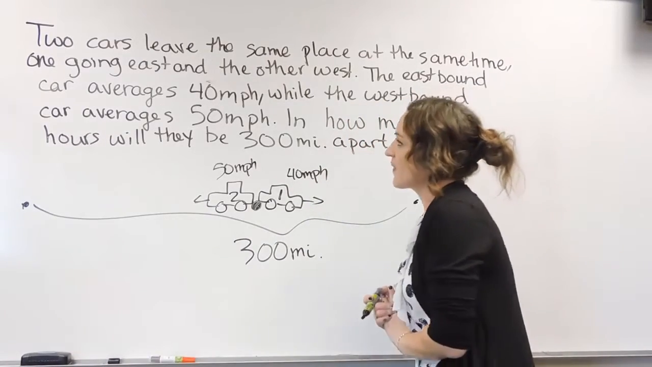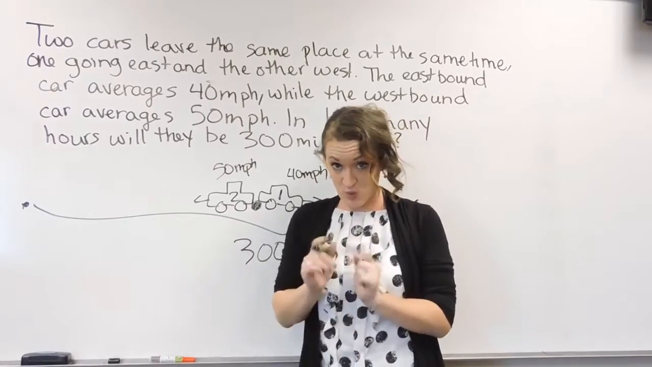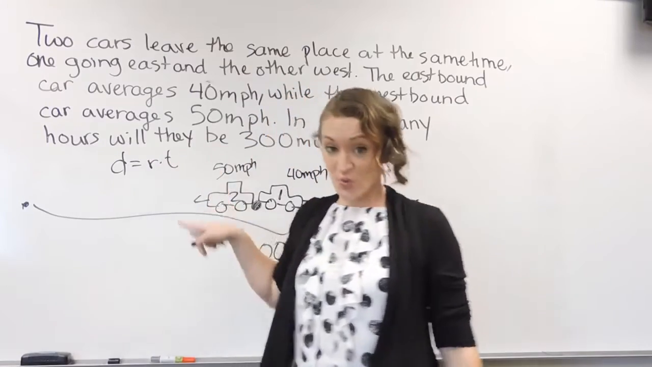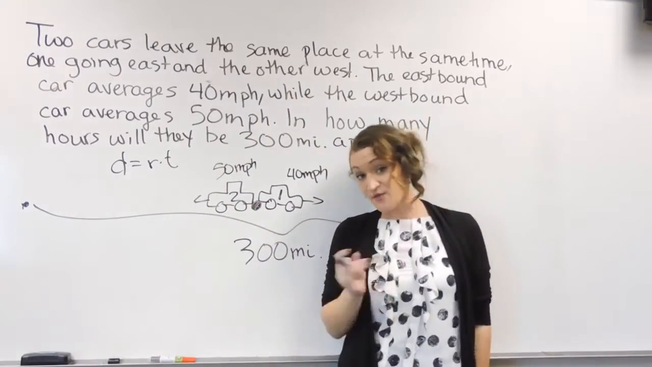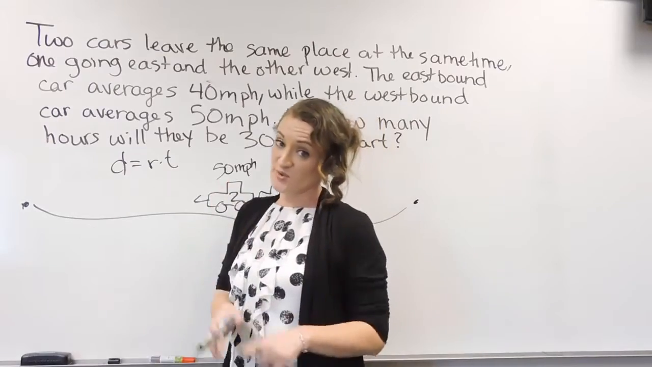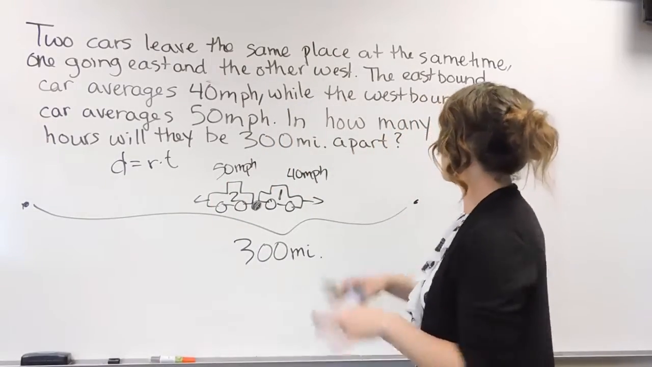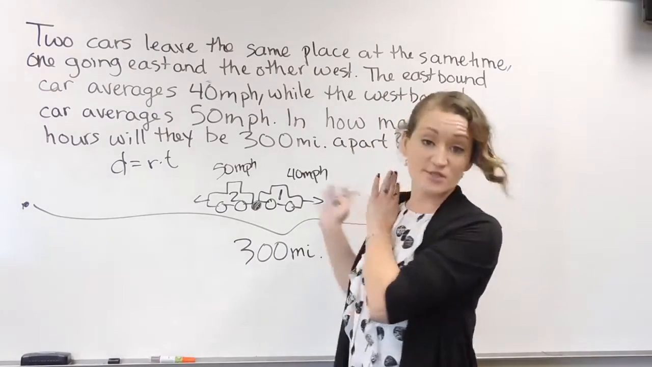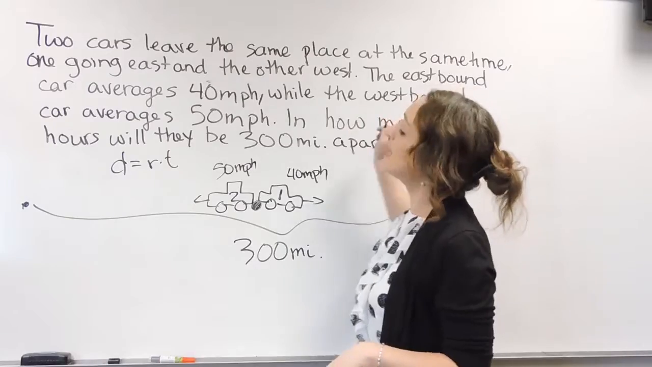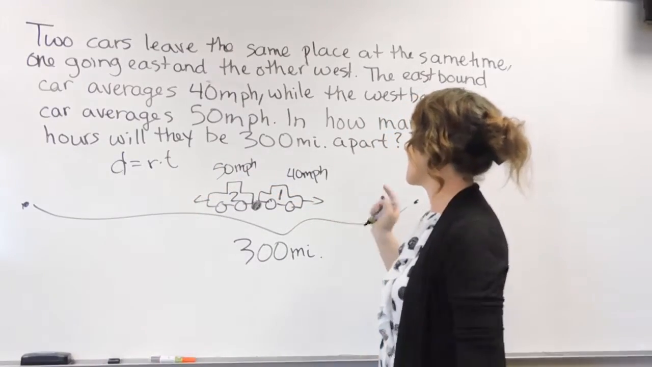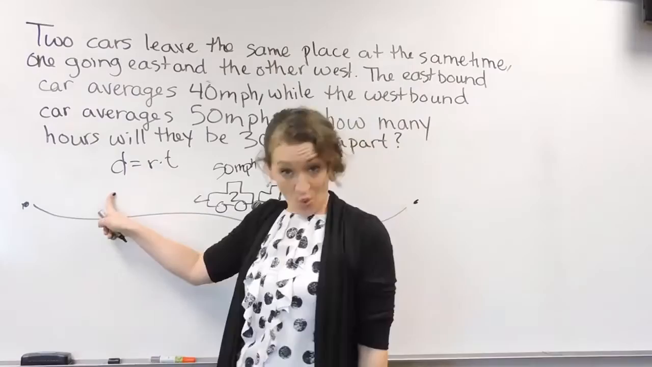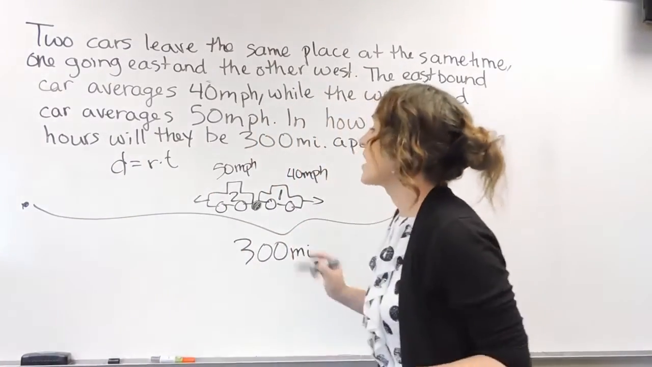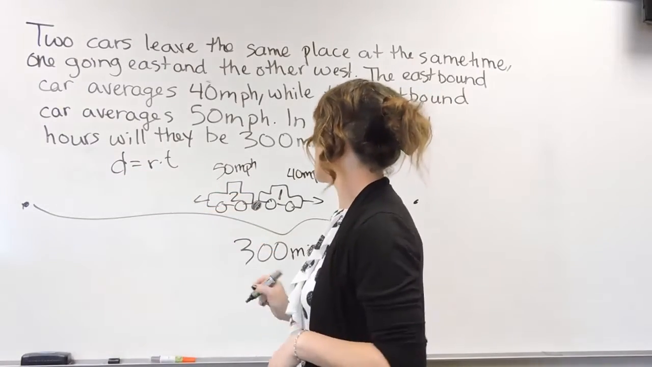Now, in order for this problem to make more sense, what we need to know is the distance formula. Distance is equal to rate times time. This is the formula we definitely need to know for this problem. In this problem we're solving for time: in how many hours will they be 300 miles apart? We know our distance is 300 miles.